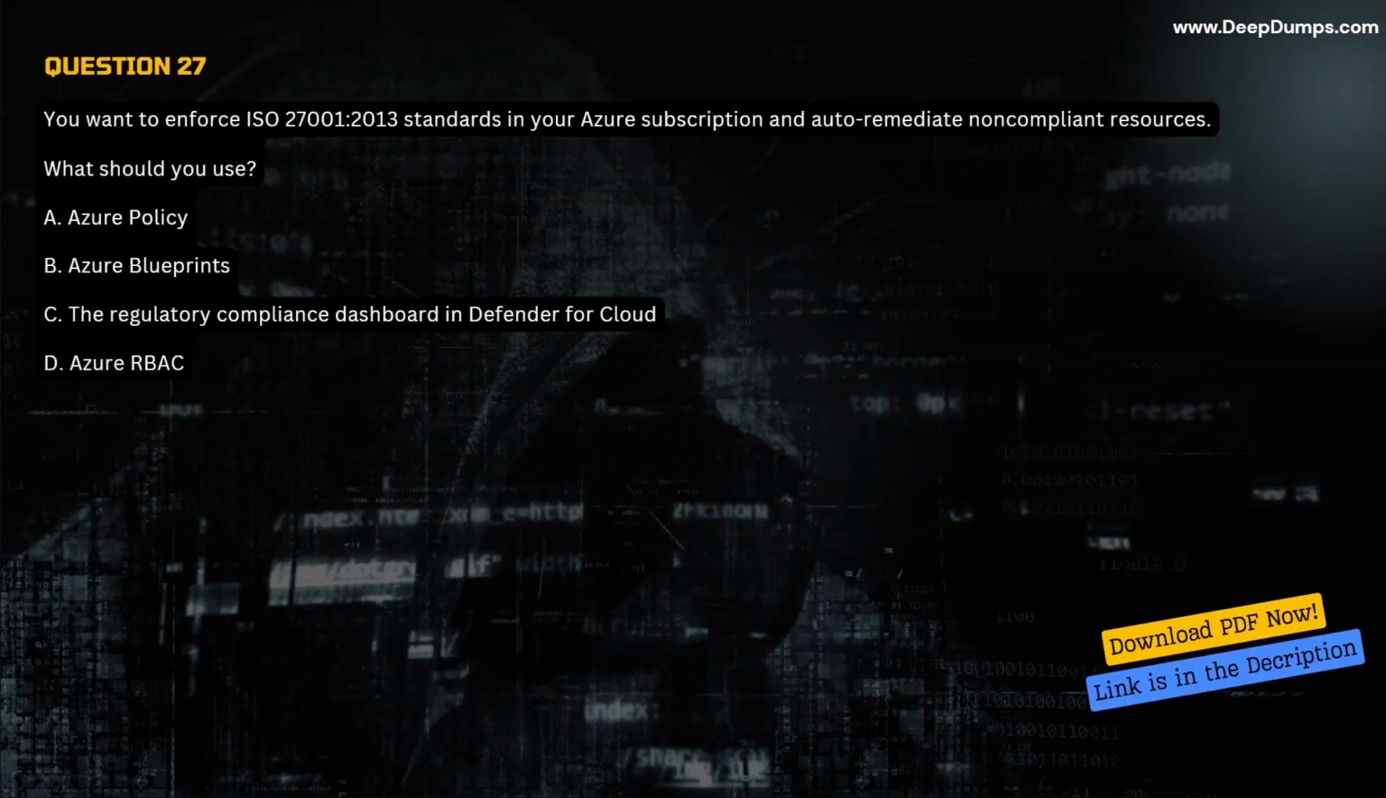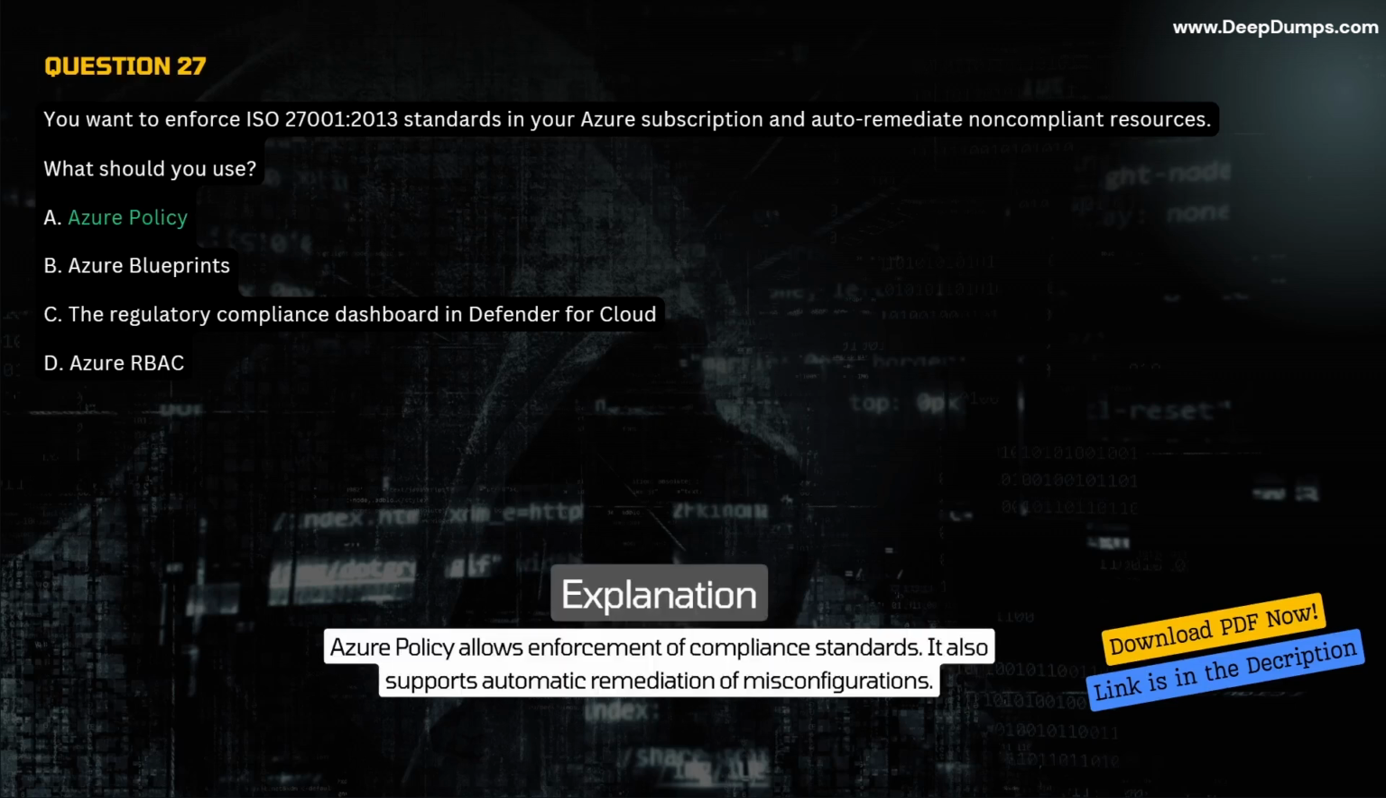Question 27. You want to enforce ISO 27001:2013 standards in your Azure subscription and auto-remediate non-compliant resources. What should you use? A. Azure Policy. B. Azure Blueprints. C. The Regulatory Compliance Dashboard in Defender for Cloud. D. Azure RBAC. Correct answer A. Azure Policy. Explanation. Azure Policy allows enforcement of compliance standards. It also supports automatic remediation of misconfigurations.